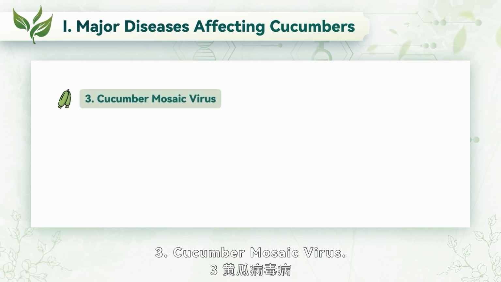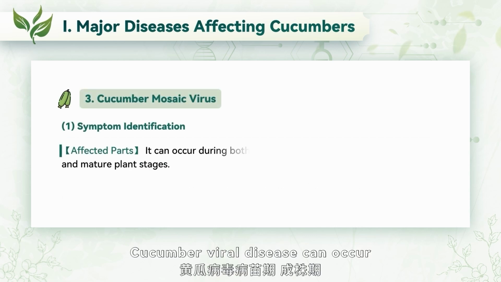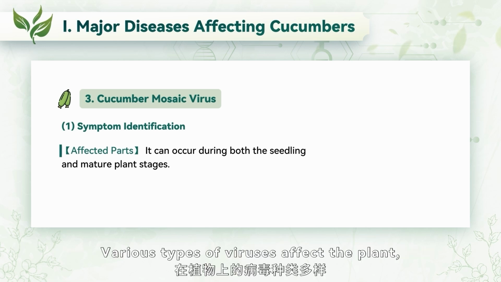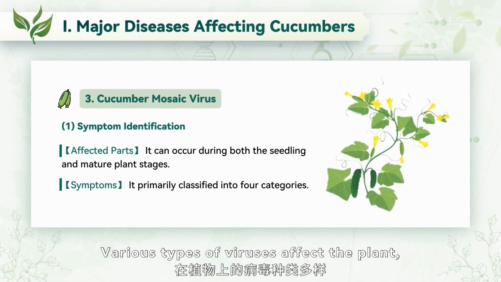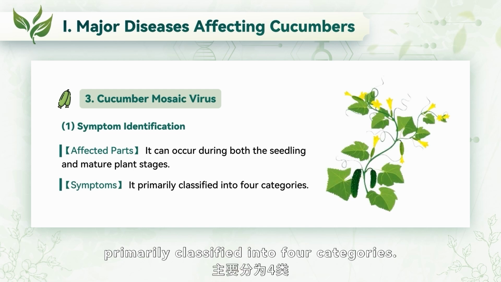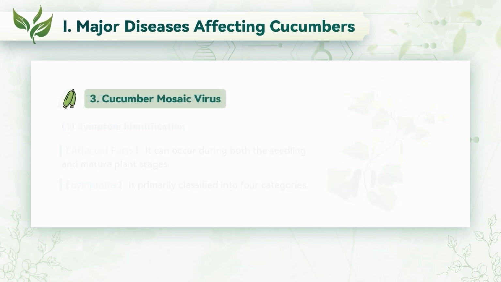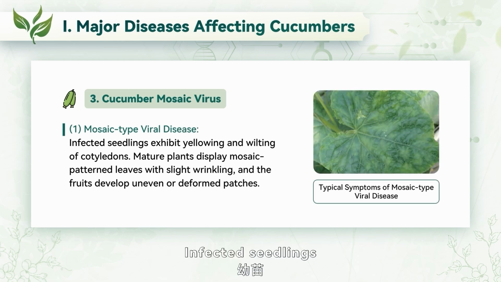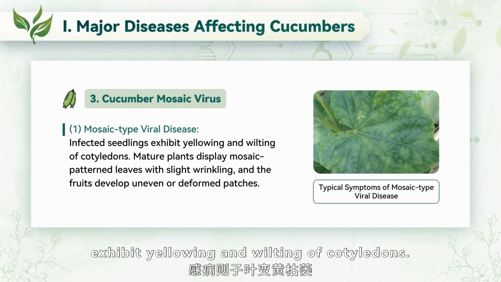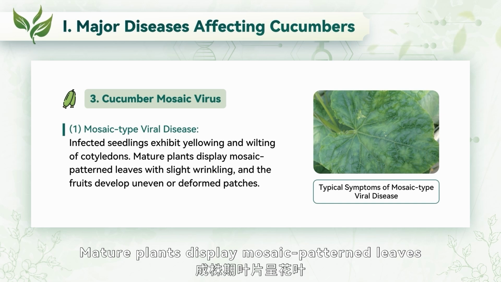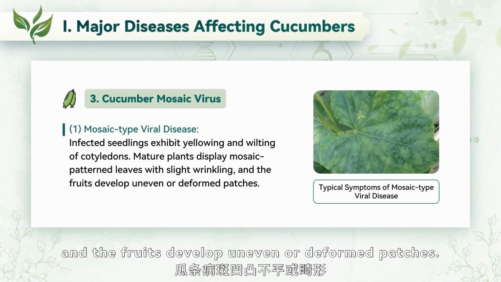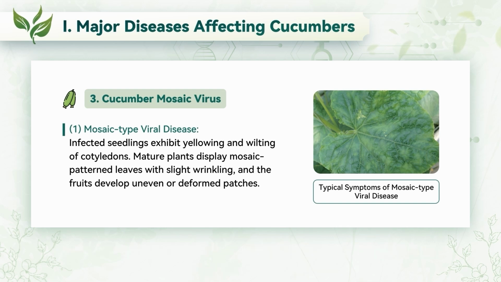3. Cucumber mosaic virus. Cucumber viral disease can occur during both the seedling and mature plant stages. Various types of viruses affect the plant, primarily classified into 4 categories. 1. Mosaic-type viral disease. Infected seedlings exhibit yellowing and wilting of cotyledons. Mature plants display mosaic-patterned leaves with slight wrinkling, and the fruits develop uneven or deformed patches.